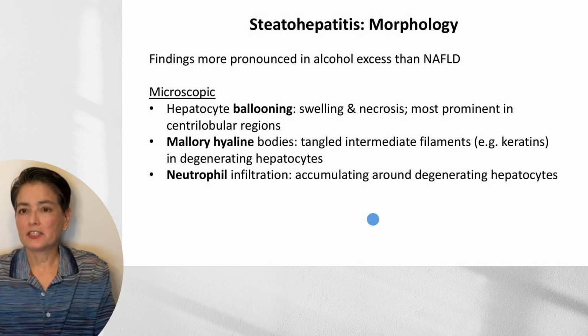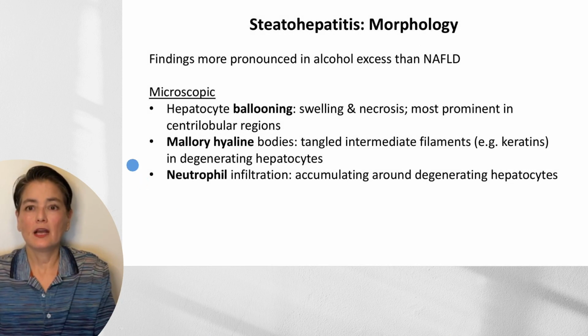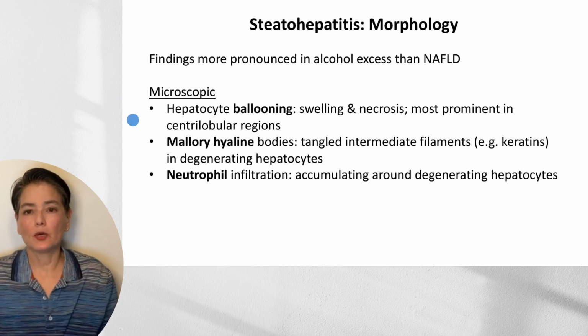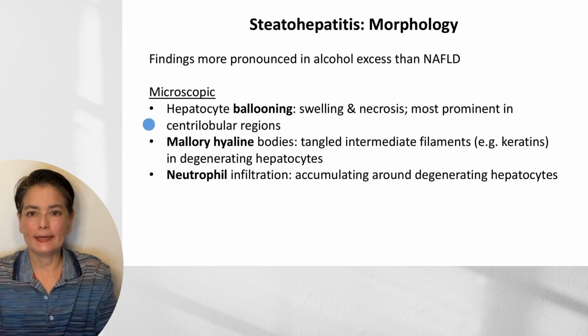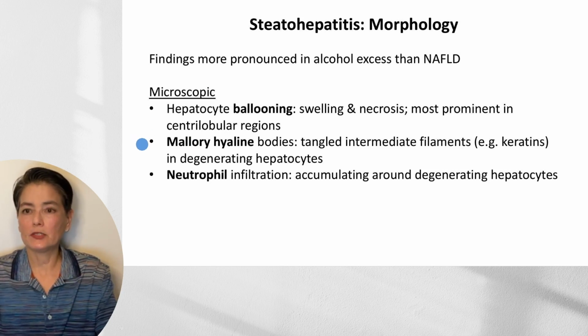The findings are similar in non-alcoholic fatty liver disease as well as alcohol-related fatty liver disease, although the findings are more pronounced in alcohol excess. Now, microscopically, we'll see hepatocyte ballooning, so enlarged hepatocytes that are swollen and necrotic, and this is going to be most prominent in the central lobular regions. In addition, we will have the Mallory-Hyaline I referred to. These are tangled intermediate filaments, primarily keratins, that we find in degenerating and dying hepatocytes. And finally, we can see neutrophil infiltration. These particularly will accumulate around degenerating hepatocytes, particularly those with Mallory-Hyaline.